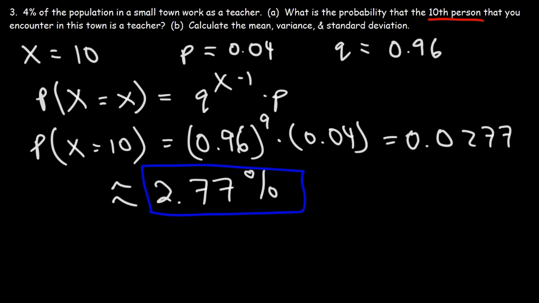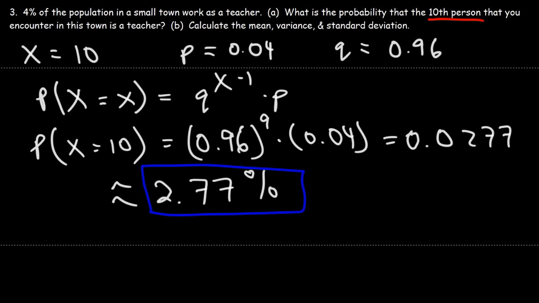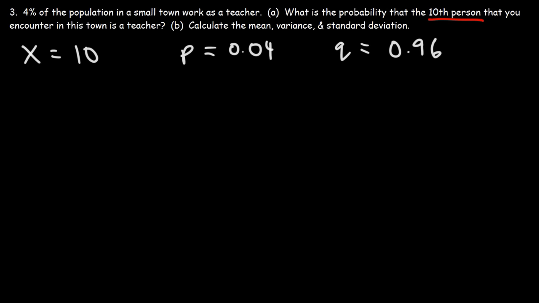Now let's move on to part B. Let's calculate the mean, variance, and the standard deviation. So let's start with the mean. The mean is 1 over p. So it's going to be 1 over 0.04, and that is 25.